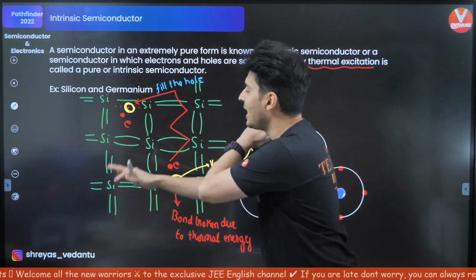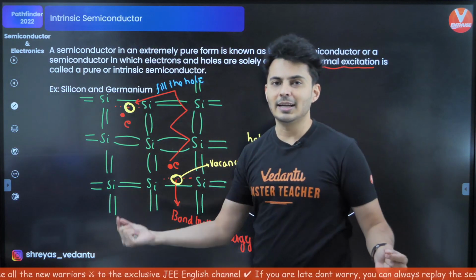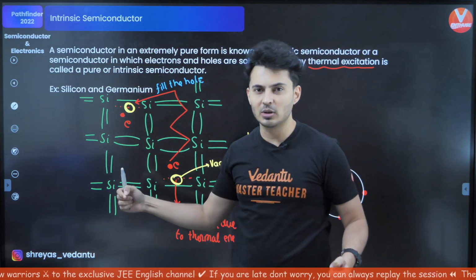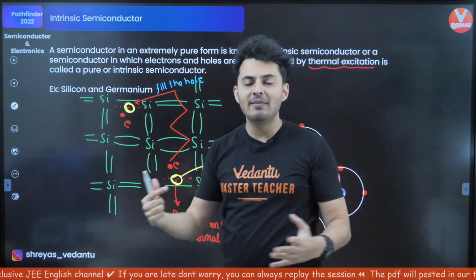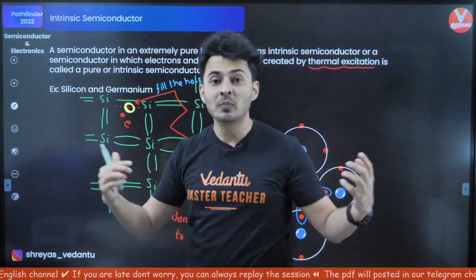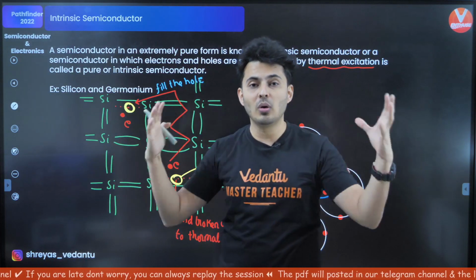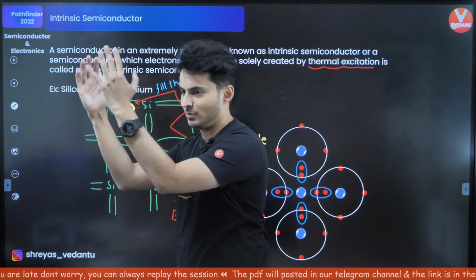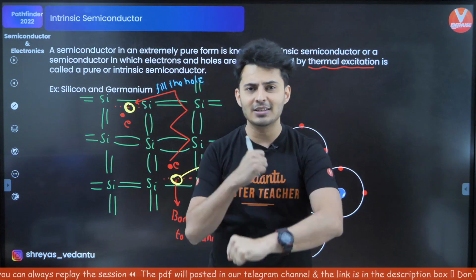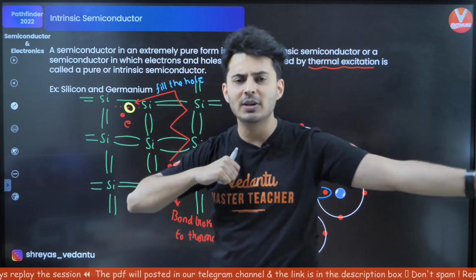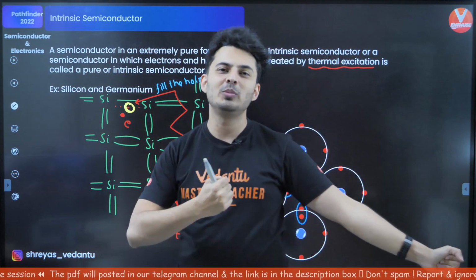And this will be happening everywhere randomly. Electron jumping from here to here, hole jumping from here to here, electron jumping from here to here, hole jumping from here to here. So on an average, when all these jumps happen, what will be the net flow of charges? Answer in the chat box. What do you think will be the net flow of charges due to all these jumps happening everywhere? Obviously, it should be zero.